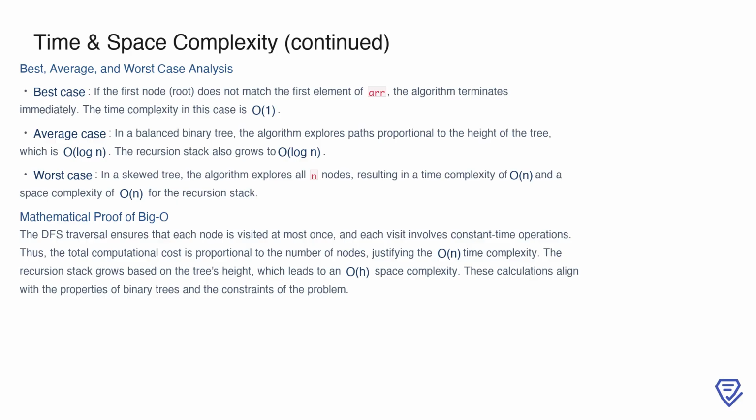Mathematically, the DFS traversal ensures that each node is visited at most once, with each visit involving constant time operations. This guarantees that the computational cost is proportional to the number of nodes, confirming the O(n) time complexity. Similarly, the recursion stack's growth is dictated by the tree's height, leading to an O(h) space complexity. These results align with the properties of binary trees and the problem's constraints.